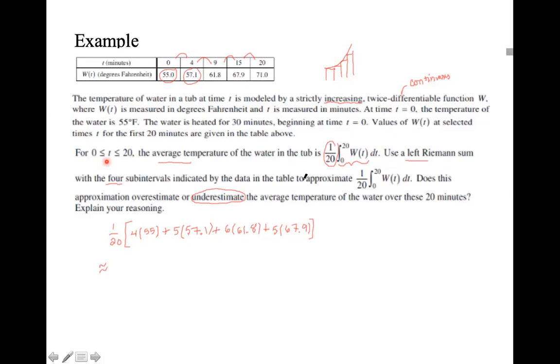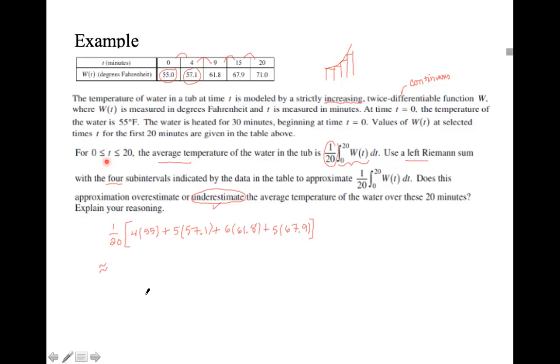Use a left Riemann sum to approximate this. So this answer that we're going to get is the average temperature of the water. That's what we're trying to find. So the average temperature of the water is going to be whatever this answer is in degrees Fahrenheit. And we have already answered this part that says this is an underestimate.